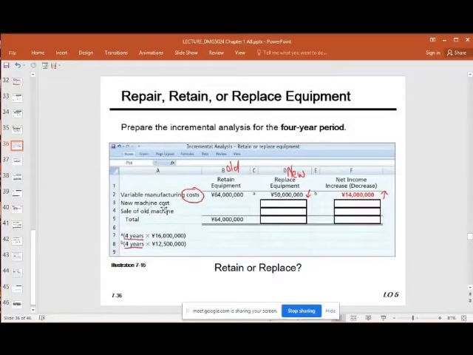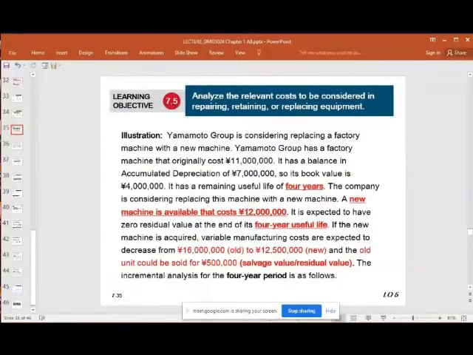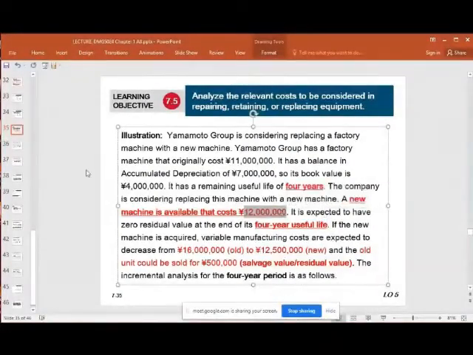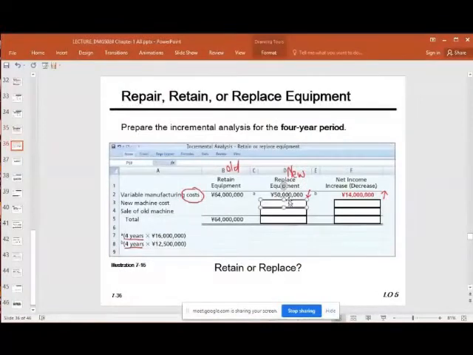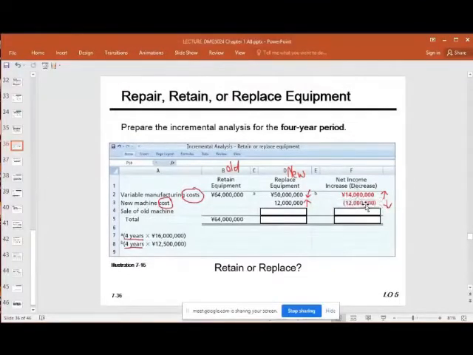Next one, new machine cost. If you are keeping the old machine, you don't need to buy, so 0. Okay, new machine cost just now, they're here, 12 million. So your 12 million will be here, 12 million. So new machine cost, same thing, cost. From 0, it becomes 12 million, so increase. So net income decrease. So you have a negative 12 million.